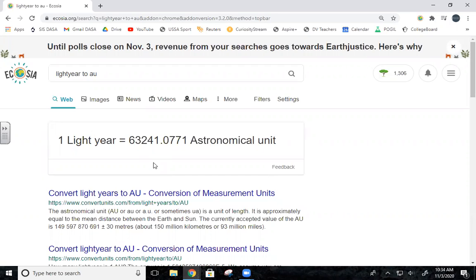It's not a random number, but the astronomical unit is not what the light year is based on. Does anyone know what the light year is based on? I'm going to give you a hint. It's in the name. Yes, Oliver. How far light can travel in a vacuum in a year? Exactly. How far light travels in a year in a vacuum.